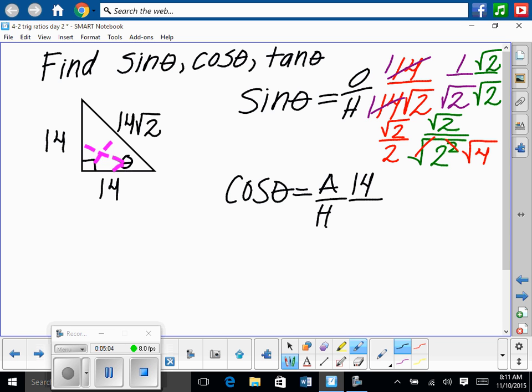What's our hypotenuse? 14 square roots of 2. Is that any different than the problem above? No. So what would our answer be? We've already simplified it. 2 square roots of 1. The square root of 2 over 2. Are we all comfortable with that?